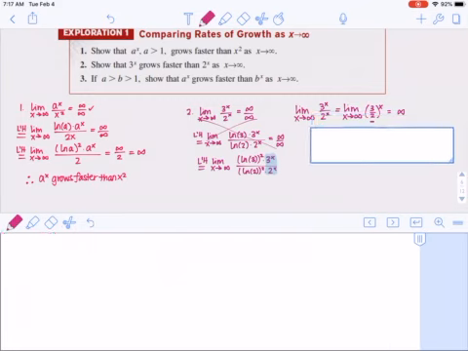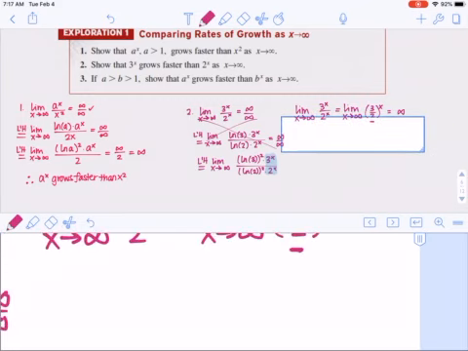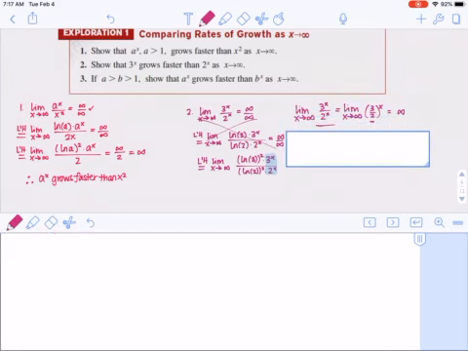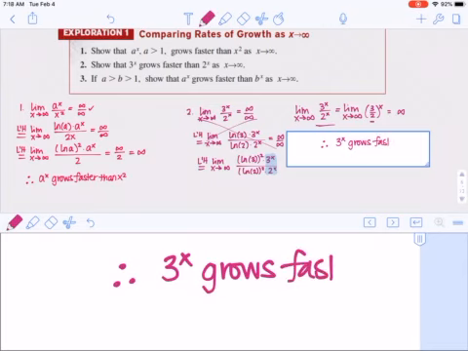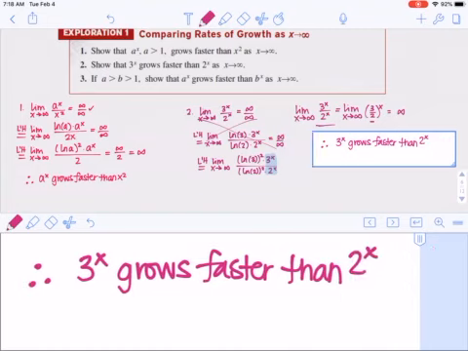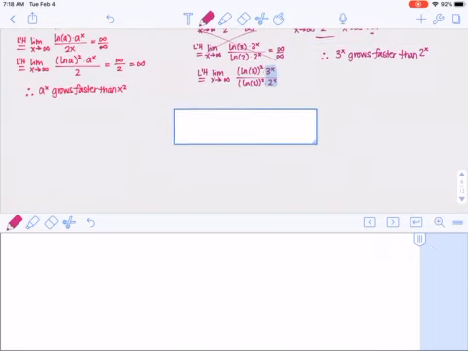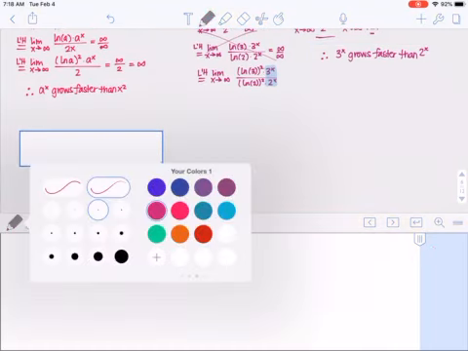And this means in my original setup, so right here, that means the top function is growing faster. So my conclusion would be, therefore, 3^x grows faster than 2^x. Okay, all right, so sometimes you got to be a little bit clever.